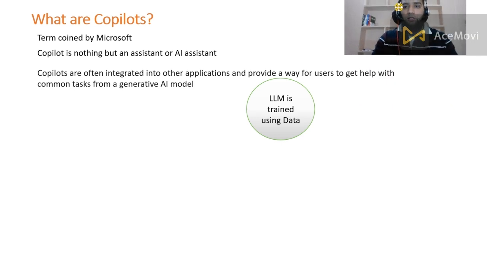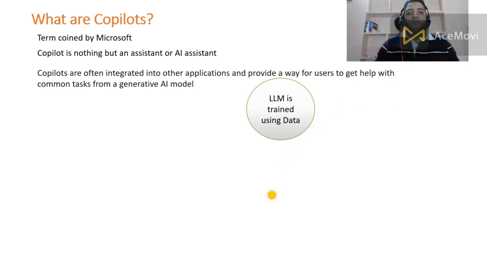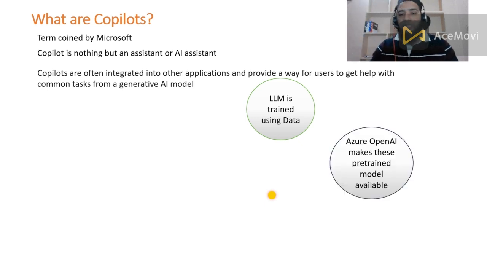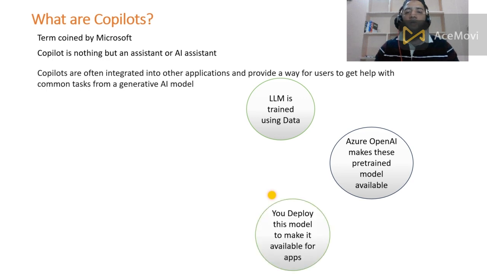Right, so let's start right from scratch. You have trained your LLM. Let's say the LLM is trained using a huge amount of data. Okay, you've got your own custom LLM. Now you can use Azure OpenAI to make this LLM available. So Azure OpenAI makes this pre-trained model available. You can host your LLM on Azure OpenAI, and you can deploy this model to make it available for your apps.